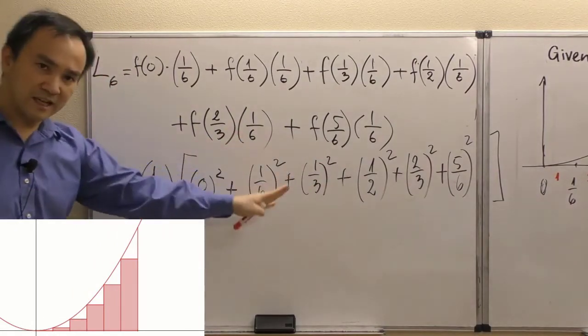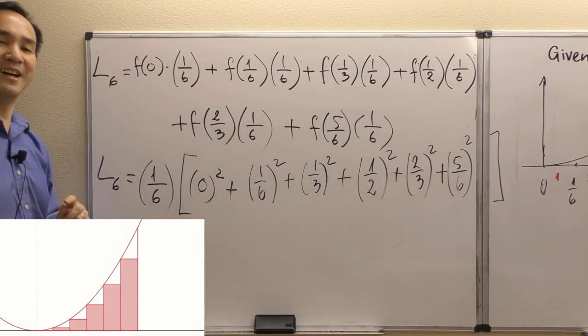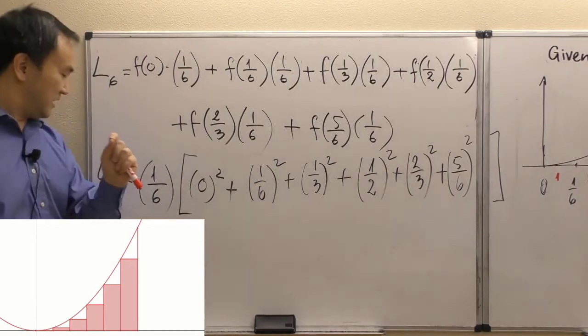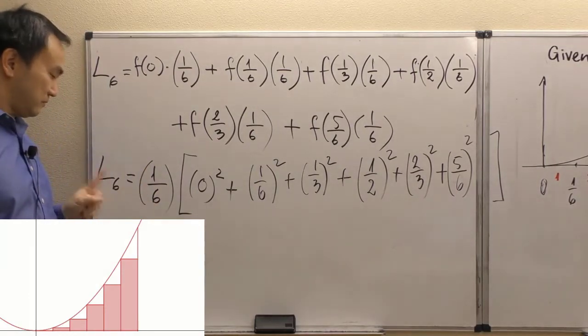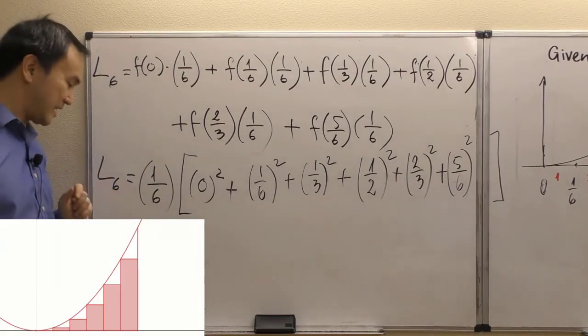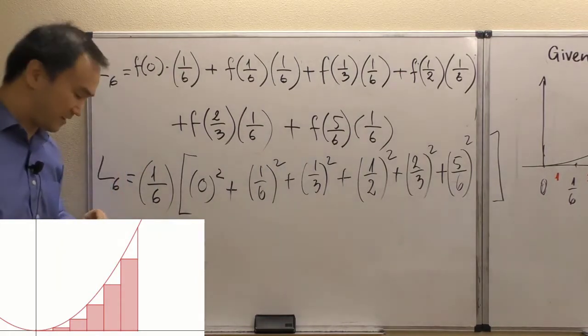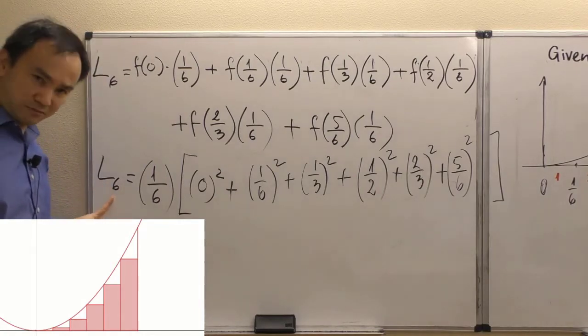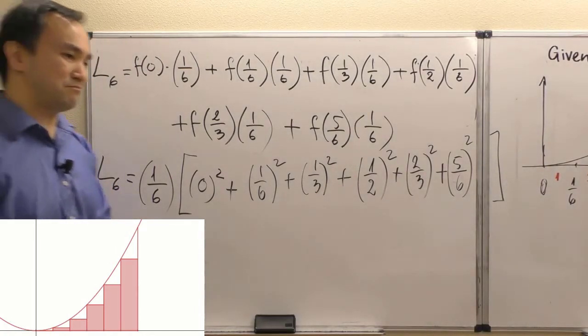But all that here is once again L6. Okay, the Riemann sum using the left endpoint rule, using 6 subintervals. I apologize for accidentally saying the right endpoint. That's going to come later.